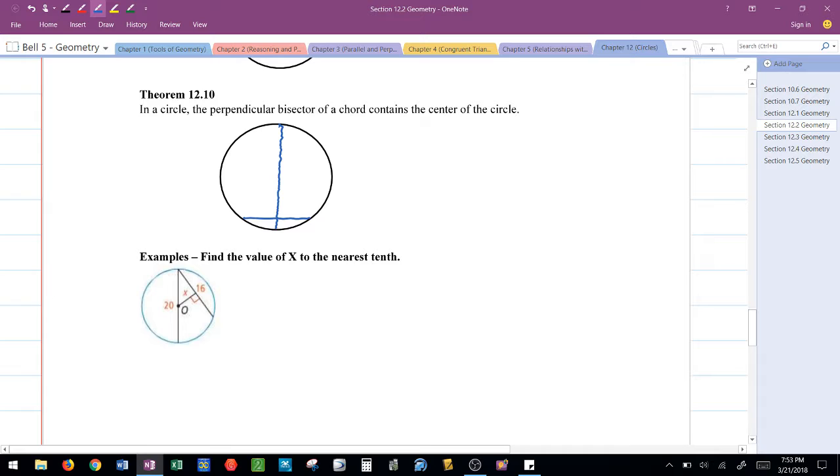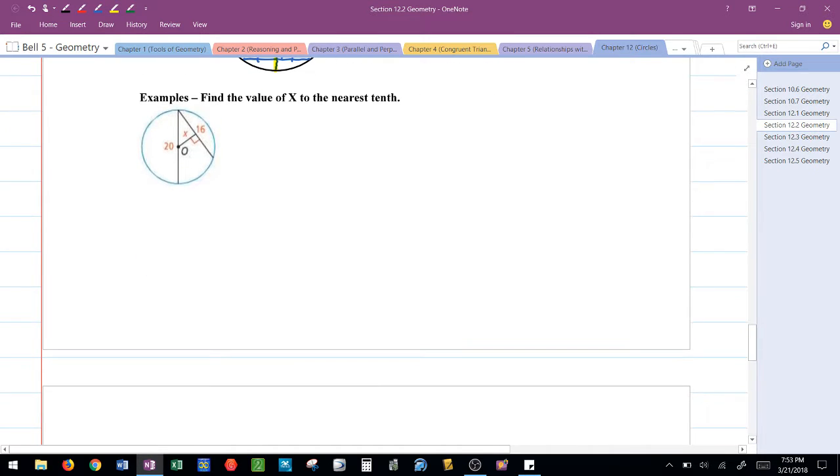Sorry, my drawing's not perfect here. But if you know that this is a perpendicular bisector of the chord, then this thing that you just drew must go through the center, which now means that this must be a diameter. All right? So let's see how this is applied now.